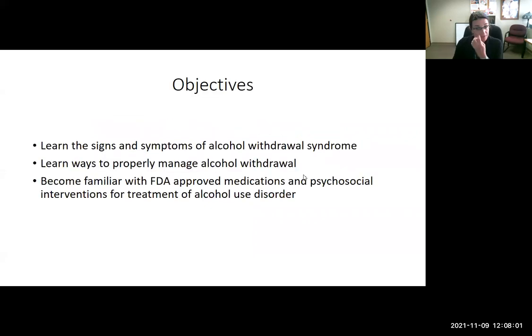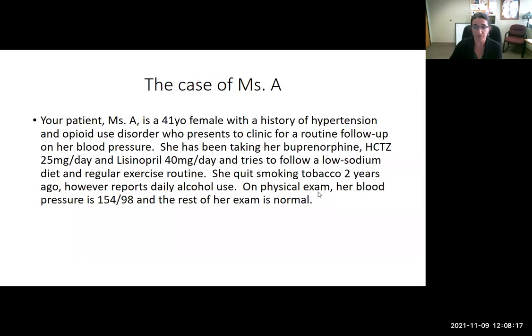The objectives are to learn the signs and symptoms of alcohol withdrawal syndrome, to learn ways to properly manage alcohol withdrawal, and to become familiar with FDA-approved medications and some that are off-label, and psychosocial interventions for treatment of alcohol use disorder.